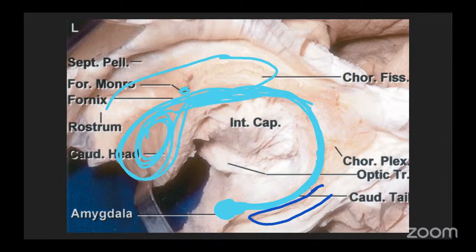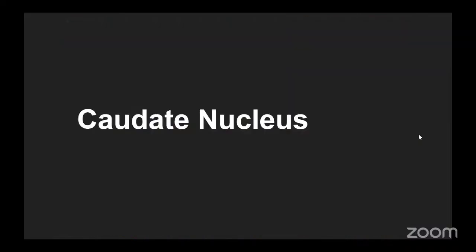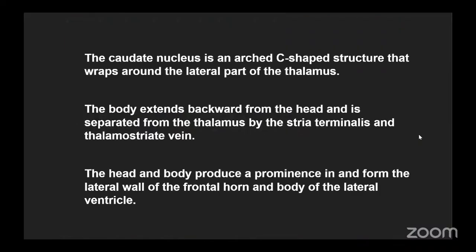Let's clear all of this. So, a very small bit of theory. The caudate nucleus is a C-shaped structure that wraps around the lateral part, and the body extends backwards from the head, separated from the thalamus. We have already done this. There was only a small portion that I did not mention.